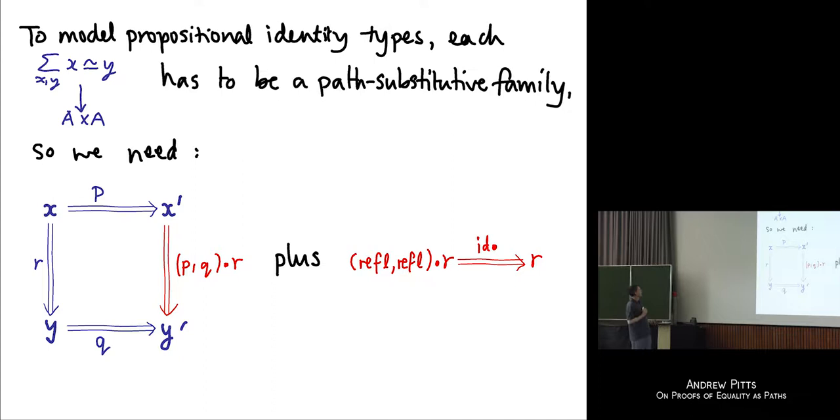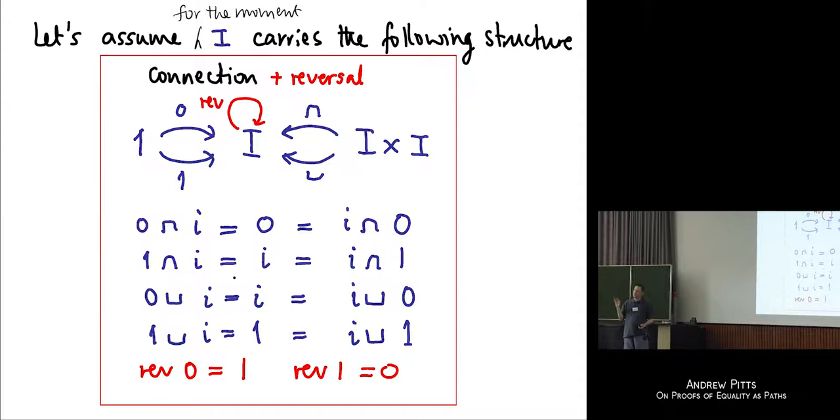Well, let's first of all just put a little bit more structure in the interval, but it's nothing very deep. Let me assume that I have a unary function that allows me to reverse paths. So that's not a terribly strong assumption. Indeed, all I'm going to assume is that the reverse of 0 is 1, and the reverse of 1 is 0. I'm not even going to assume that the reverse of reverse is the identity or anything like that. Okay, so I'm just going to slightly augment the structure that I'm assuming the interval has.